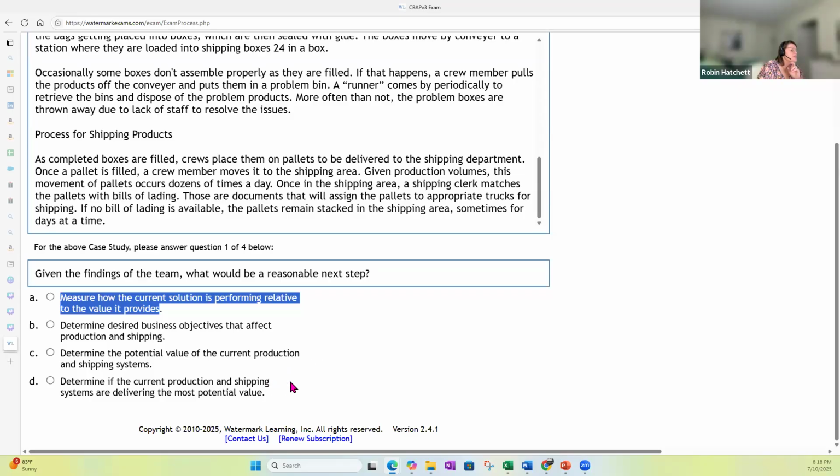Seems to be it'd be more like D, determine if the current production and shipping systems are delivering the most potential value. Yeah, I agree. So with the information up here, do we know what the potential value is? No. We have to determine it yet. So I think it'd be that C then. I think we would need to figure out what the potential value is. Yeah. Let's test it.